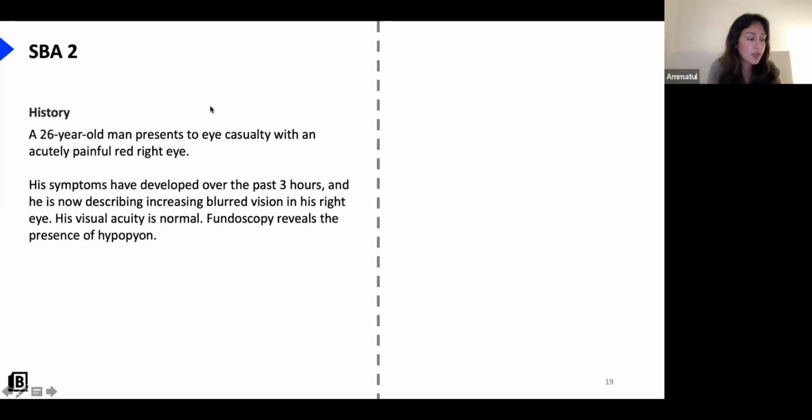So, second SBA. A 26-year-old man presents to eye casualty with an acutely painful right eye. His symptoms have developed over past 3 hours and he is now describing increasing blurred vision in his right eye. His visual acuity is normal. Fundoscopy reveals the presence of a hypopion.